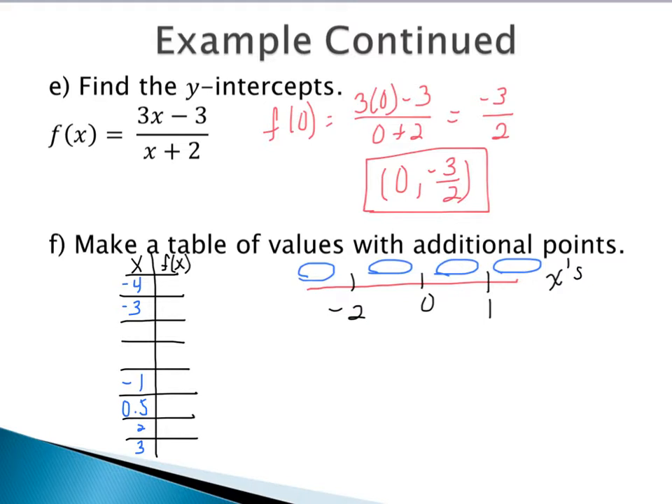Again, you can pick different numbers than what I chose here, as long as you're meeting the requirements of finding some numbers to the left of -2, between -2 and 0, between 0 and 1, and then to the right of 1. So x equals -2 is your vertical asymptote, so that's separating the graph. x equals 0 is actually your y-intercept. And then x equals 1 was our x-intercept. So those are our key points on our graph that we found so far, except for our horizontal asymptote. We don't really need to use that here in order to help us make a table of values to find additional points.